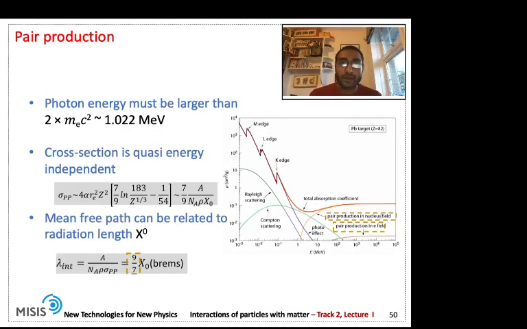Okay, then pair production. If you're going to have pair production, you must have the energy to produce 2 electrons. So you must get twice m_e c squared, which is about 1 MeV. In this case, the cross-section is quasi-independent of the energy, and there's this rather involved expression for the cross-section you see here. And in fact, the mean free path for pair production can be related to the radiation length X0, and this modification factor, if you do the full calculation, of about 9/7.